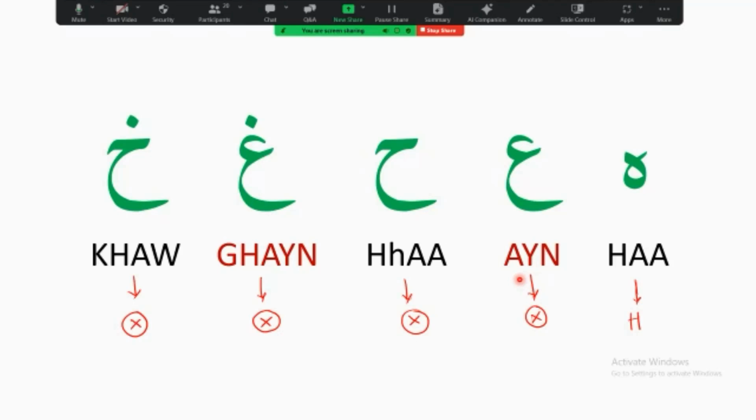So right, we say Ayn. This letter is from the middle portion of our throat, from where we make the sound of Ayn. The next letter, again, does not have a sound; there isn't any similar sound in English. The letter Ha. The letter Ghain, it does not have a similar sound in English. And again, the letter Kha. So we will, inshallah, discuss these in detail as well.